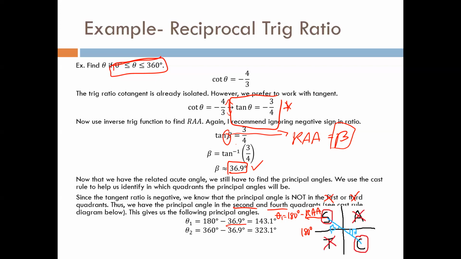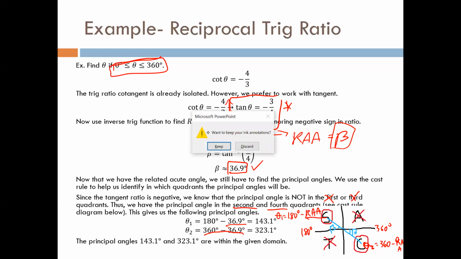And then to find this angle over here, the second principal angle, which I'll label as theta 2, we take 360 degrees and subtract the related acute angle. This gives us 360 degrees minus 36.9, which is approximately 323.1 degrees. And notice that these are the principal angles that we were looking for. There were no other angles that we had to consider outside of the domain, so we are done. So hopefully that makes sense so far.